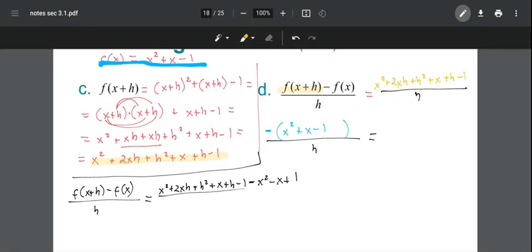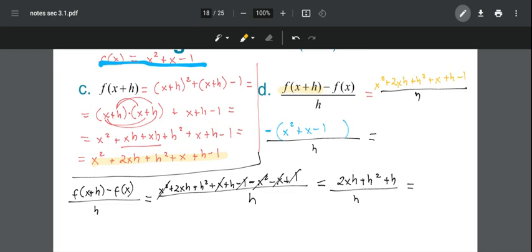And we divide each by h. So now we have to simplify, combine like terms. Positive x squared, negative x squared cancel. Then we have positive x, negative x cancel. Negative 1, positive 1 cancel. And we end up with 2xh plus h squared plus h, divided by h.